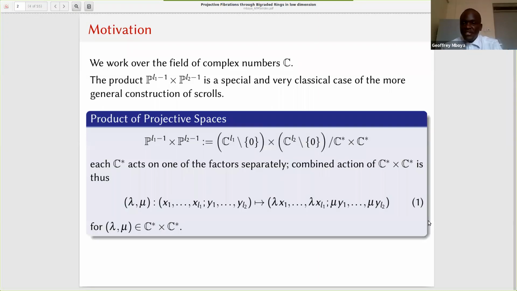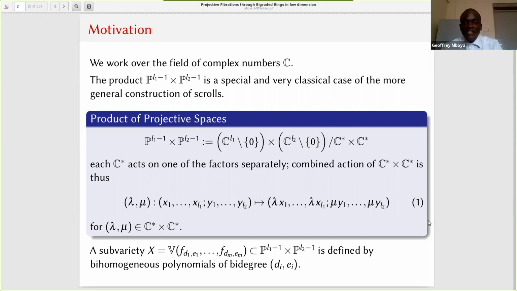Products of projective spaces are constructed using a torus action on the product of punctured affine spaces of dimension L1 and L2. This C* cross C* acts separately on the factors, and the action is defined by equation 1.